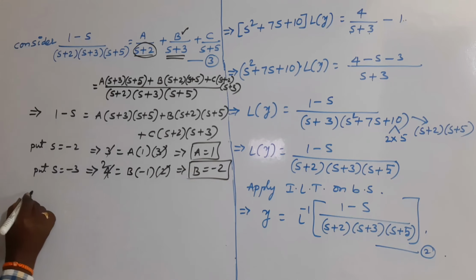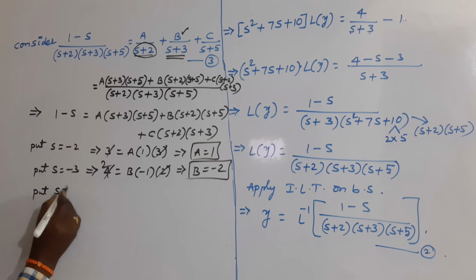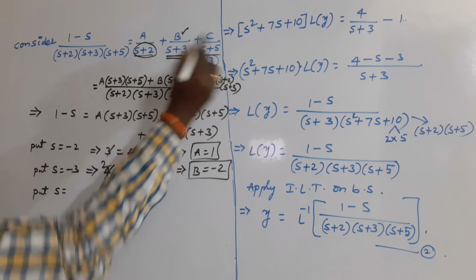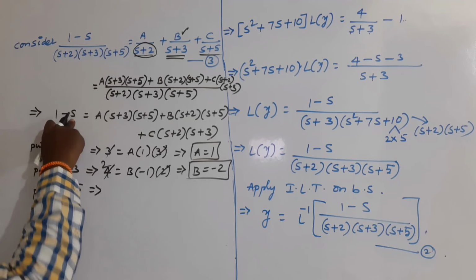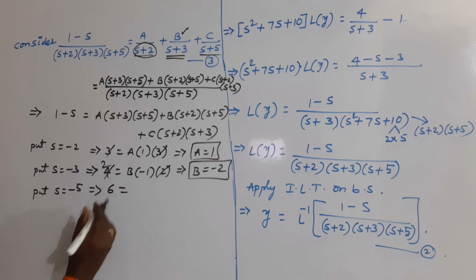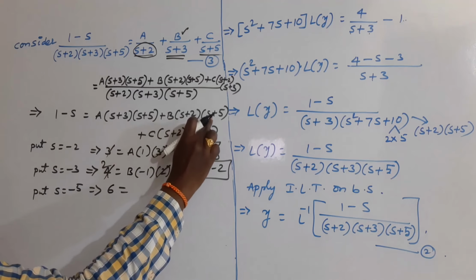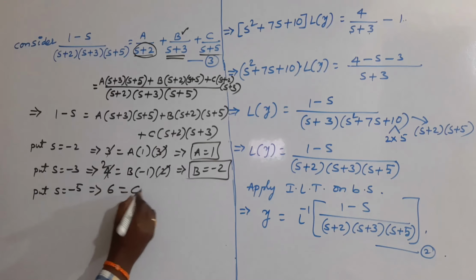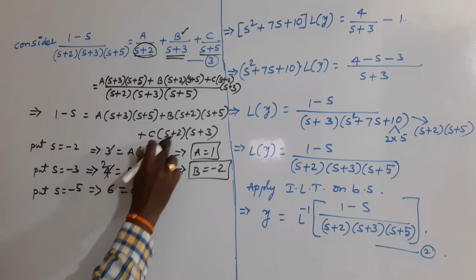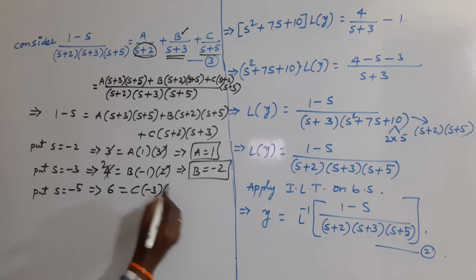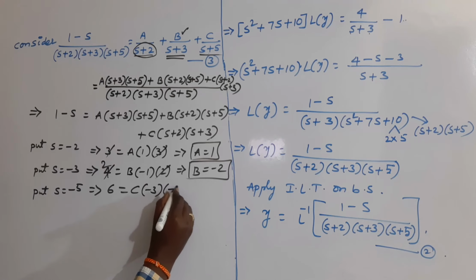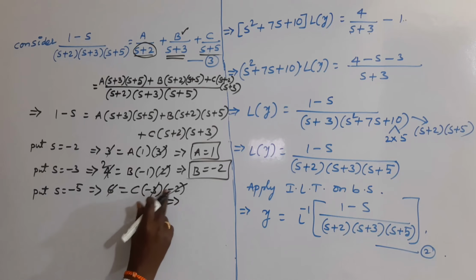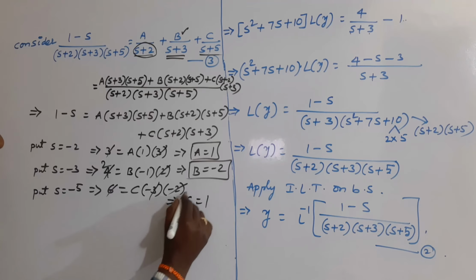Okay. Put S is equal to minus 5 for C value. So 1 minus of minus plus 5, it would be 6. This would be 0. This would be 0. Automatically you will get the C value, which is C into minus 5 plus 2, which is minus 3, into minus 5 plus 3, minus 2. So 2 3s are 6. Automatically minus into minus positive. That's why you will get C value is 1.